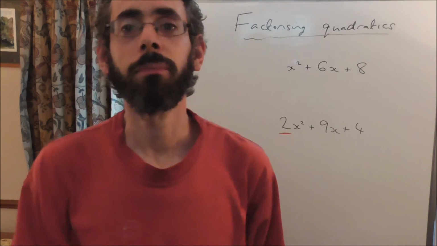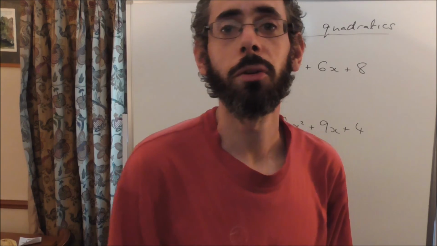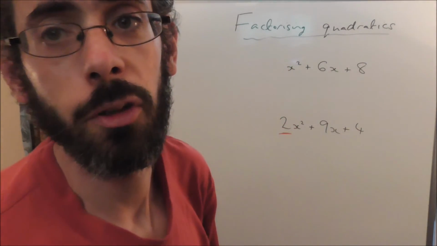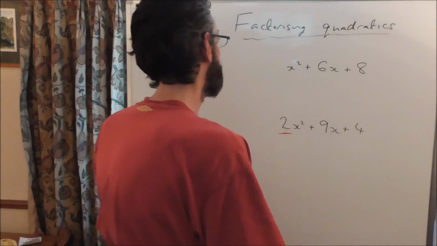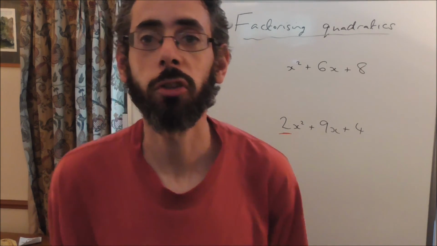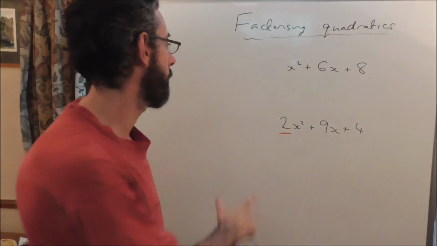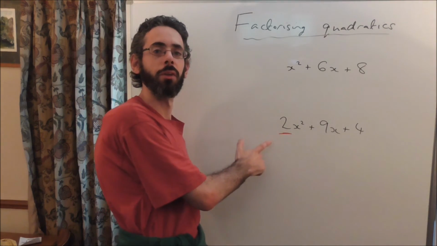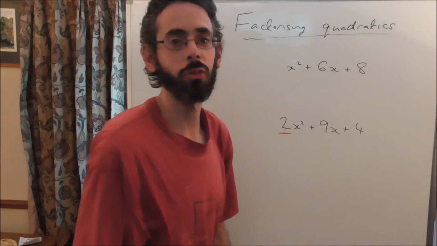That's the end of the lesson. I'm going to do another lesson on factorising quadratics because today we only looked at expressions that started with just x squared. Next lesson we're going to be factorising quadratics that start with 2x squared or 3x squared, so where there's some number in front of x squared.